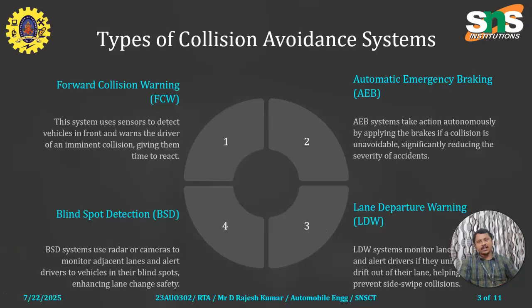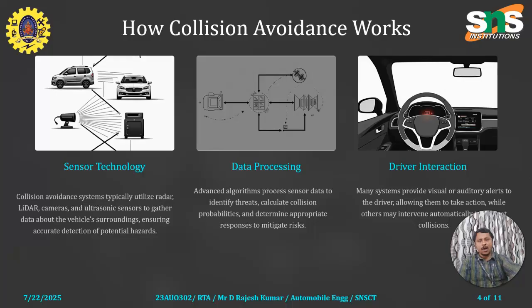In the previous video lecture, we have seen the different types of collision warning, that is collision avoidance systems: forward collision warning, automatic emergency braking, blind spot detection, and lane departure warning. Today we are going to see how the collision avoidance works. This collision avoidance system is one of the major concepts equipped in modern vehicles, and these vehicles are equipped with sensors.